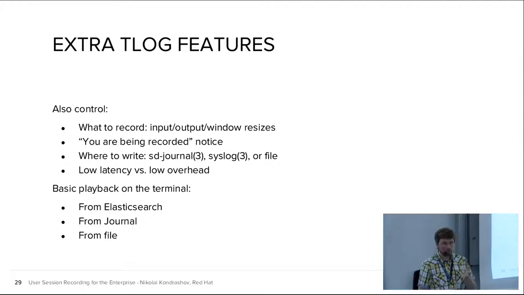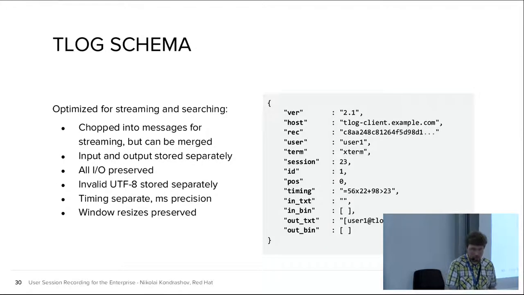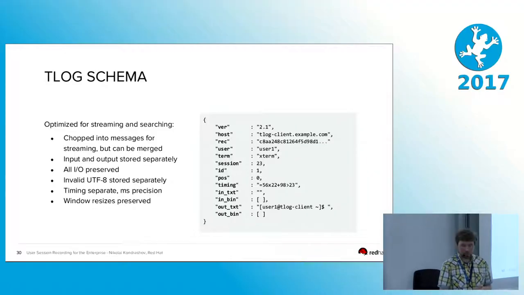And yes, tlog has a tool that can play back from Elasticsearch, as we just saw, or from journal, as we just saw in Cockpit, or from file, if you want to test it. So this is how the tlog messages are structured. They are basically chopping the stream into messages, because it's logging. We have to have messages.